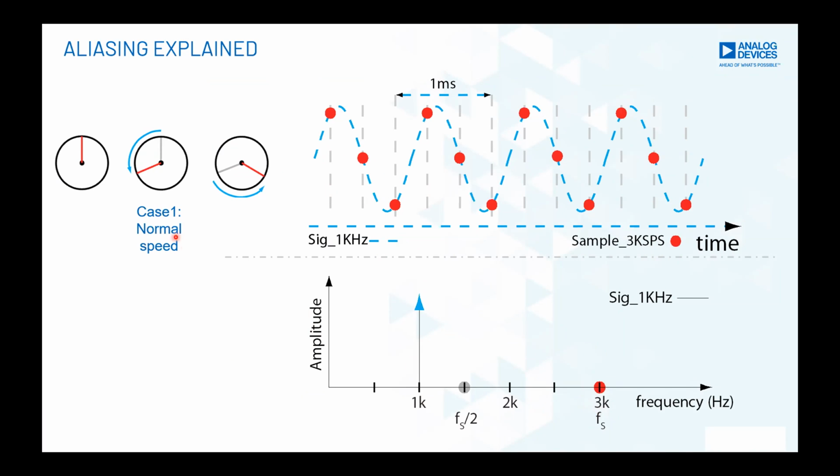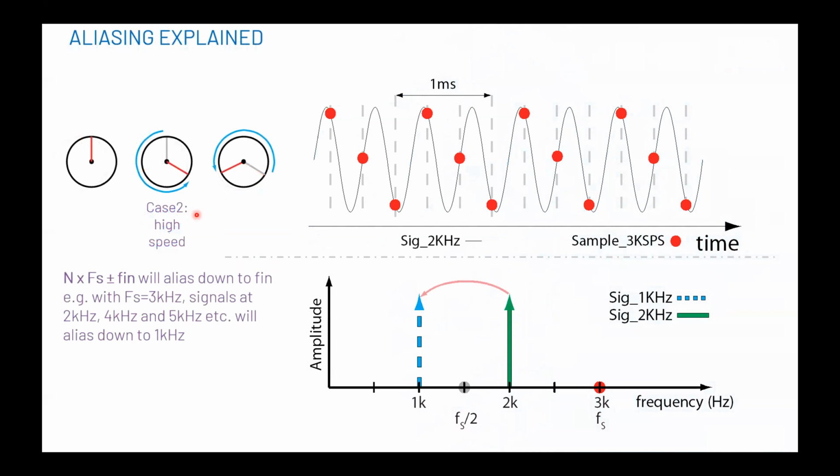Now, this is our first case of normal speed, so all things are fine and the signal can be reconstructed correctly. So what happens in the second case when the speed is higher? If I take a signal of 2 kilohertz and try to sample it, you would see these red dots again appearing here. But when we join them, you will still see a 1 kilohertz signal.